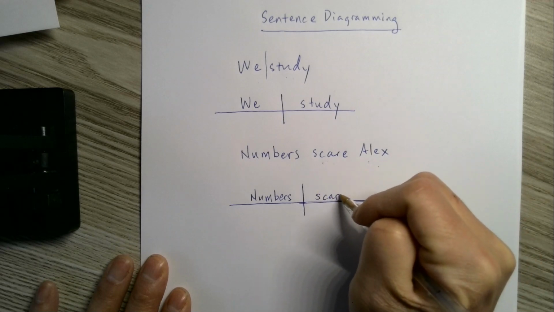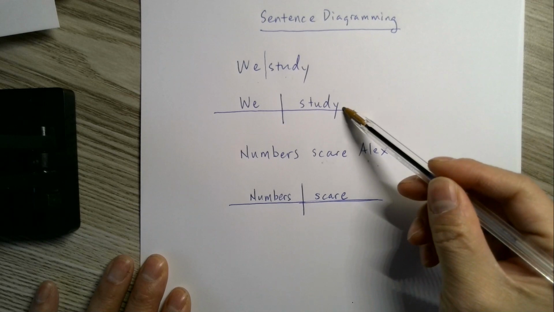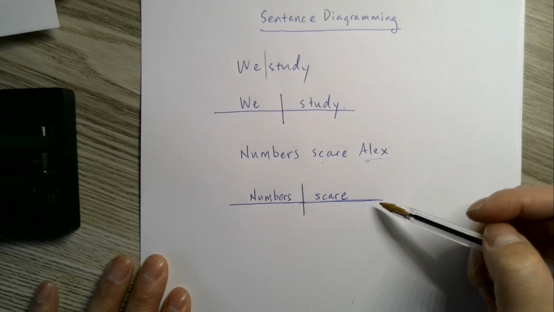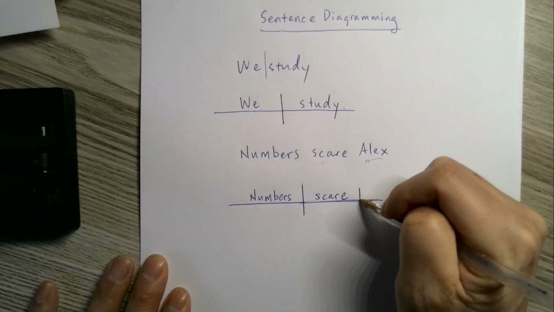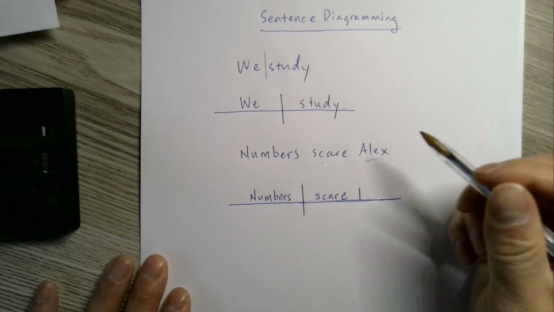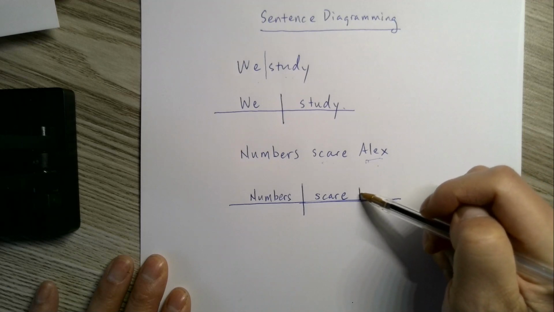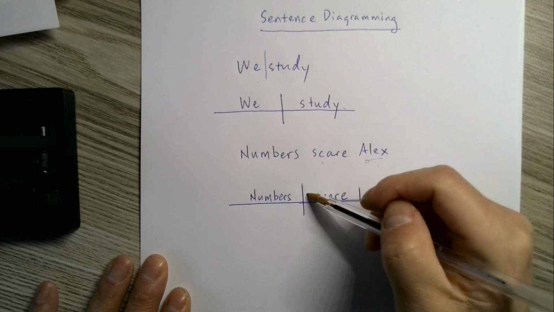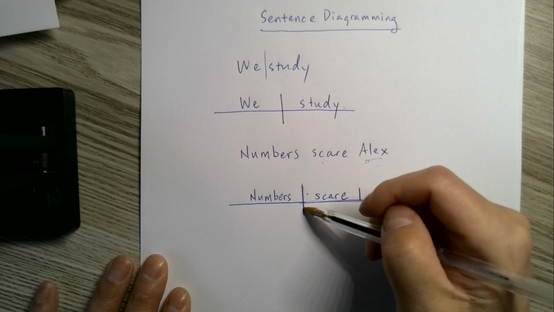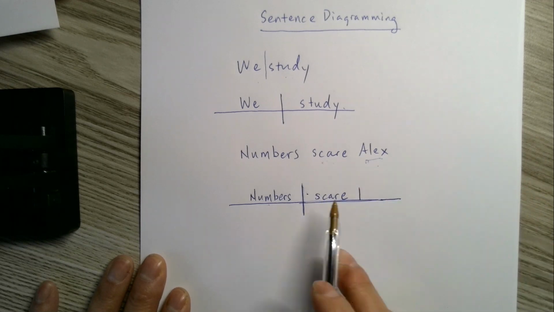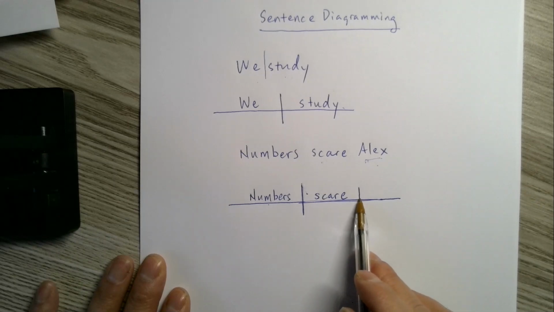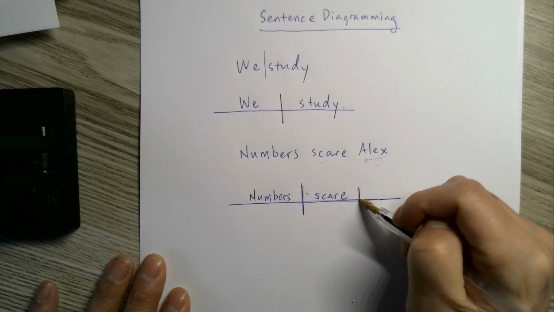So I will put the verb scare here, just like I put the verb study in the first sentence. But since Alex serves a different purpose, I have to denote that using a vertical line. But this vertical line cannot go under the horizontal line, because if it did, then it would look like this line. And this line's purpose is to separate the subject and the entire predicate. The purpose of this line is not to do that, obviously. So I only go that far, and I put Alex.